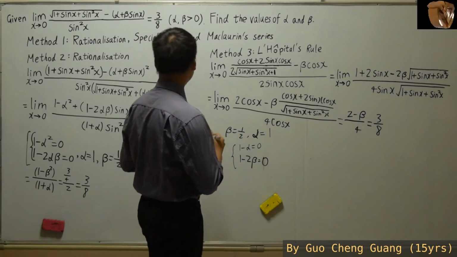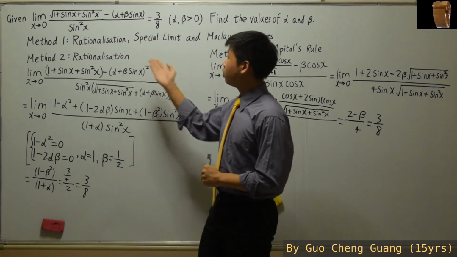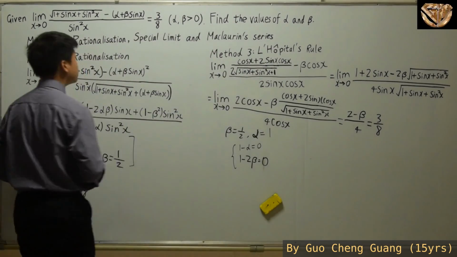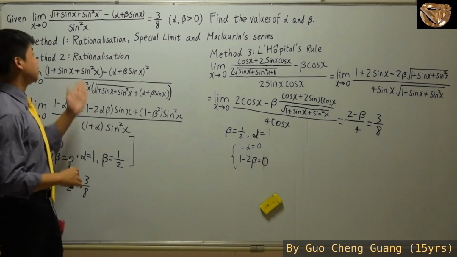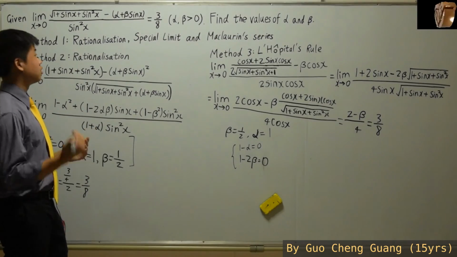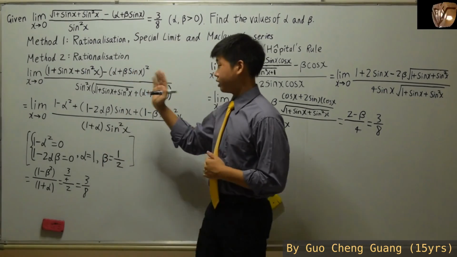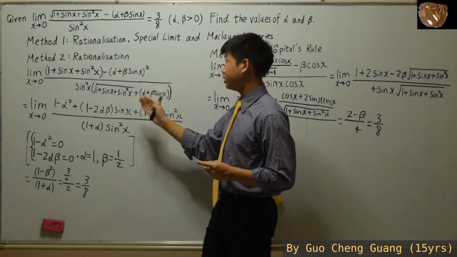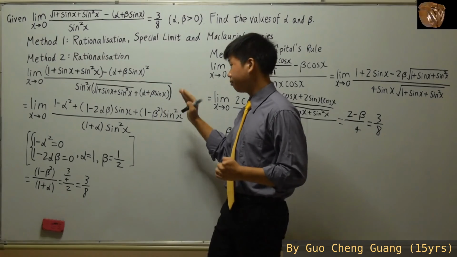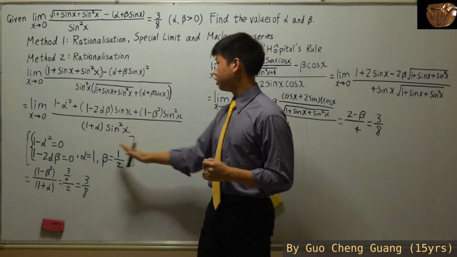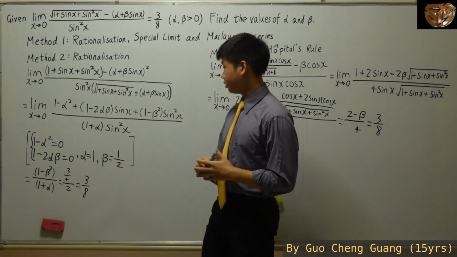So these are the 3 ways that we have taken a look at it. The first method, using rationalization, the special limit, and Maclaurin series. If you want the details of the first method, you could go back to the previous video. But here, we used the second method, which is just rationalization. Pretty similar to the first method, except you branch off earlier to get this step instead of then using Maclaurin series on this sine, alright?